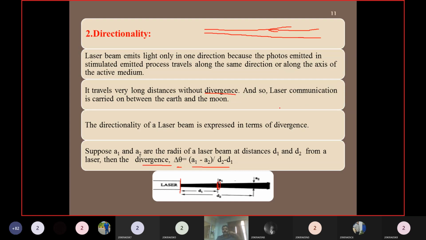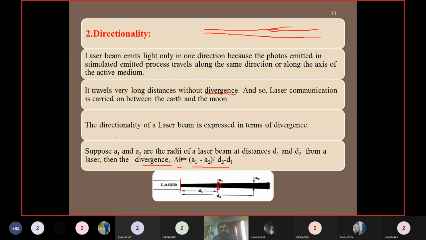And so laser communication is carried out between the earth and moon. If you want communication between the earth and moon, we can use lasers. For satellite communications also, we will use low intensity lasers, not high intensity lasers, in the communication process.